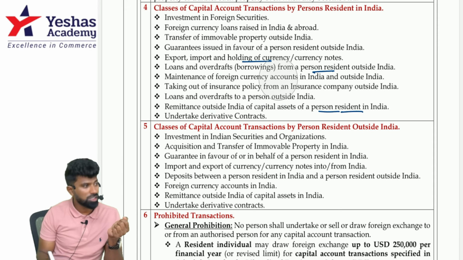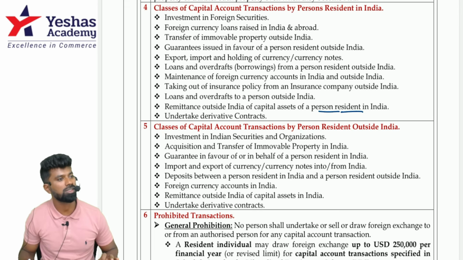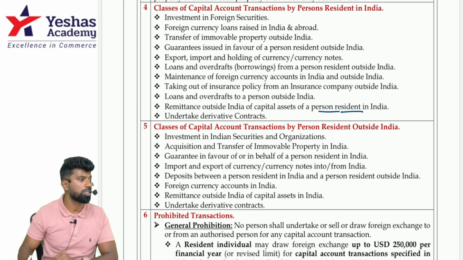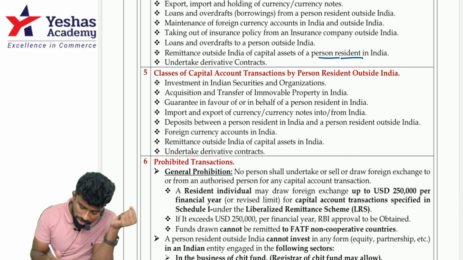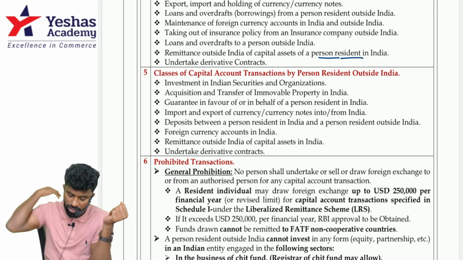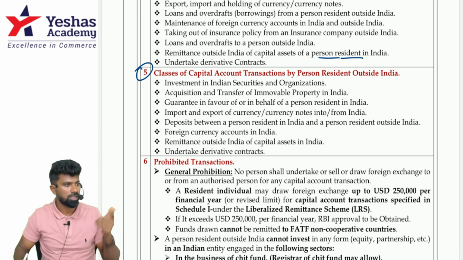Last one, derivatives, which derive their value based on the underlying securities. They are all called what transaction? Capital account transaction. Next one, classes of capital account transactions by a person resident outside India. What he can do, the same thing that Indians do. Correct? What is the first one?